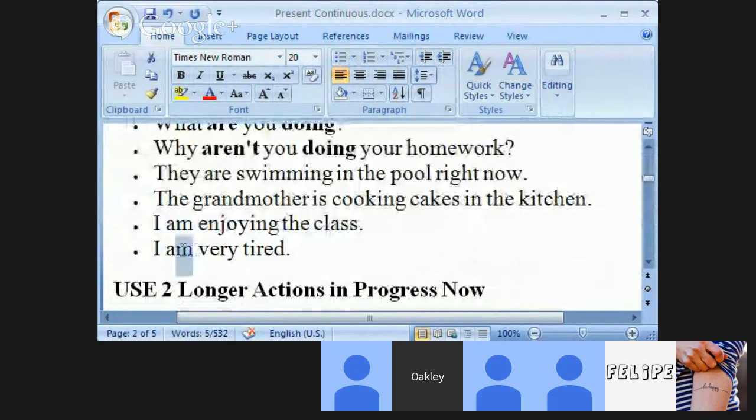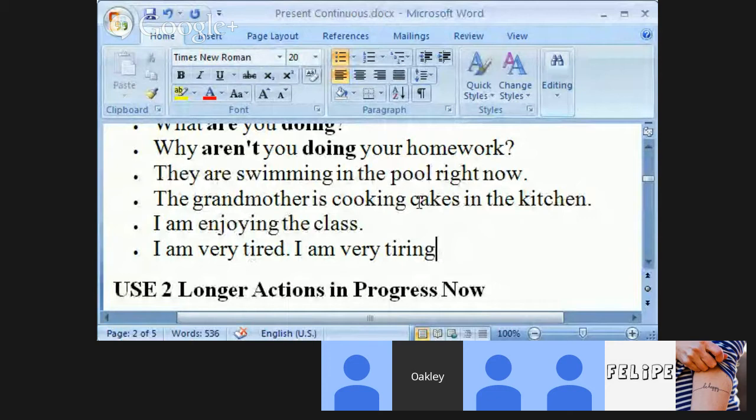Instead, we have just simply "I am." That is present simple verb tense. Is it even possible, Mike, to use present continuous in this sentence? Not really. Can you say "I am very tiring"? That has a totally different meaning.